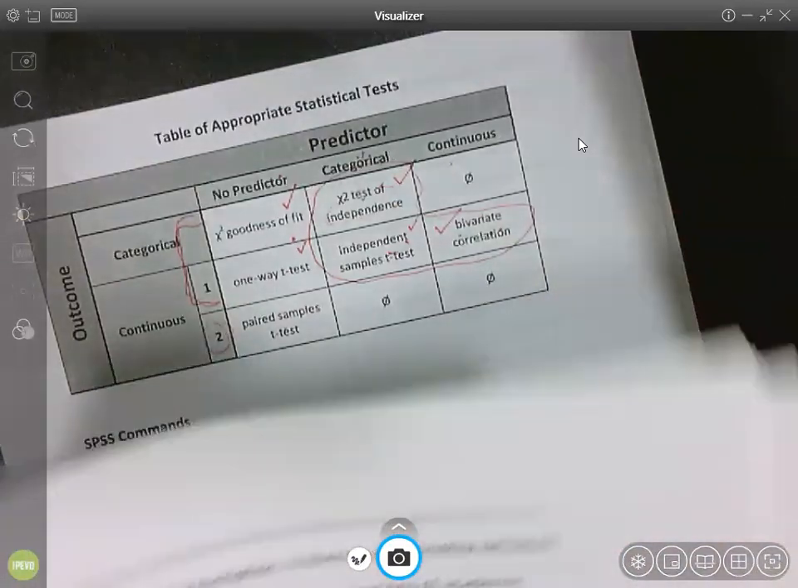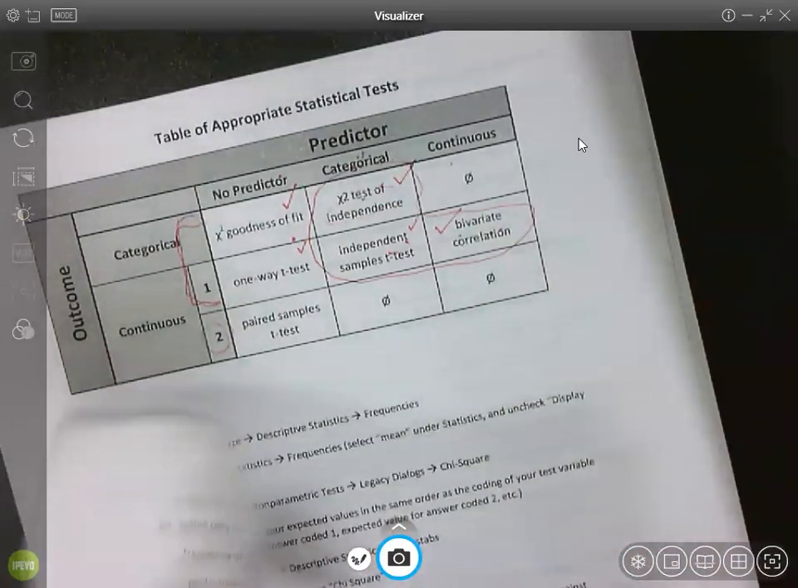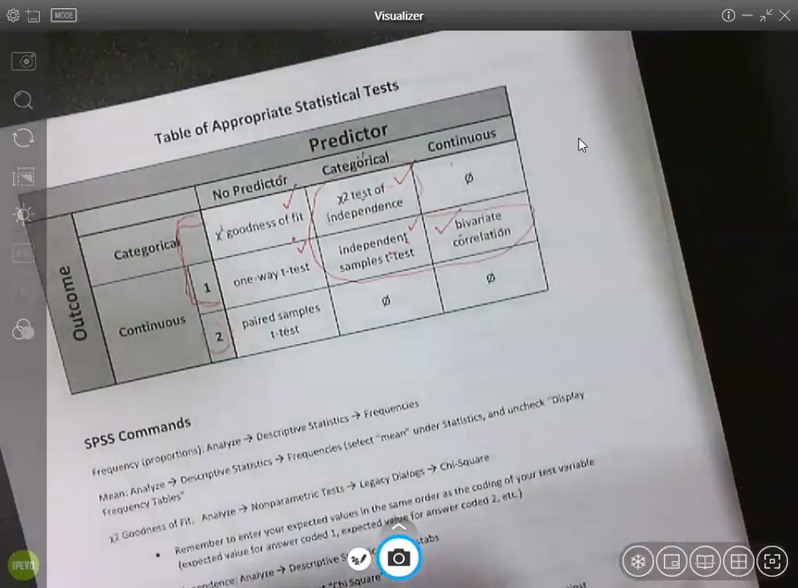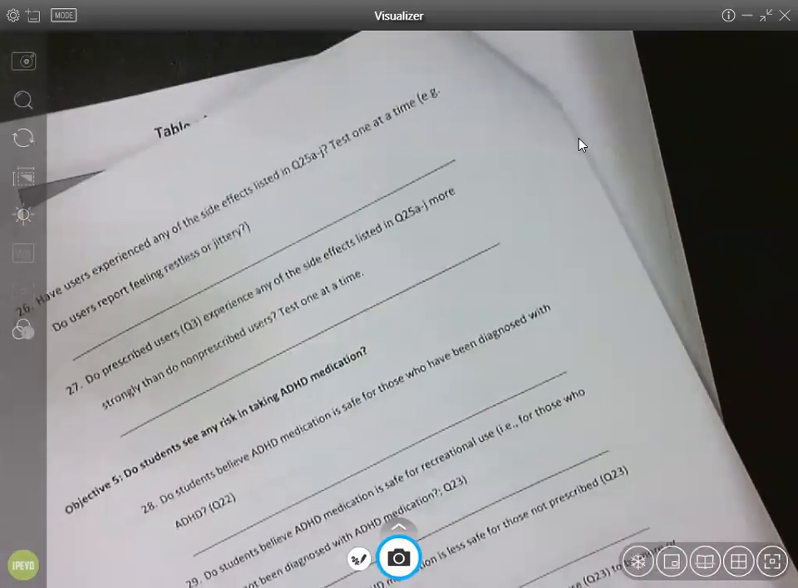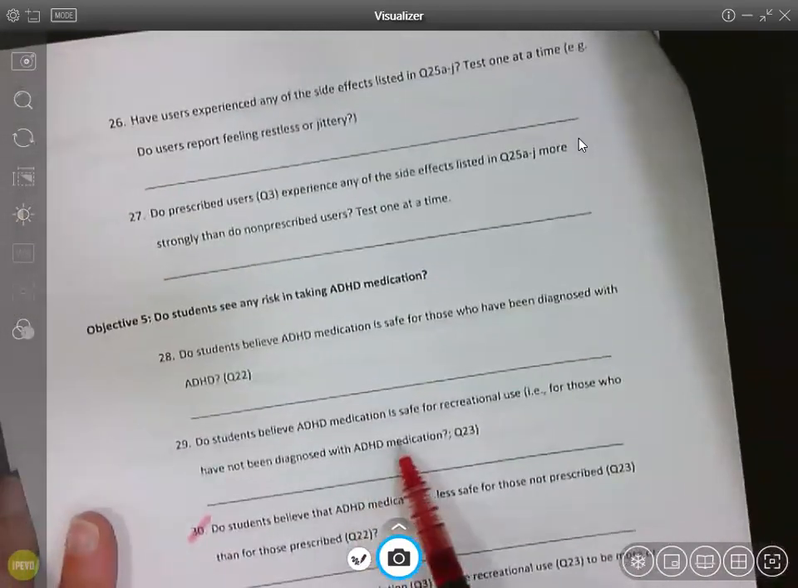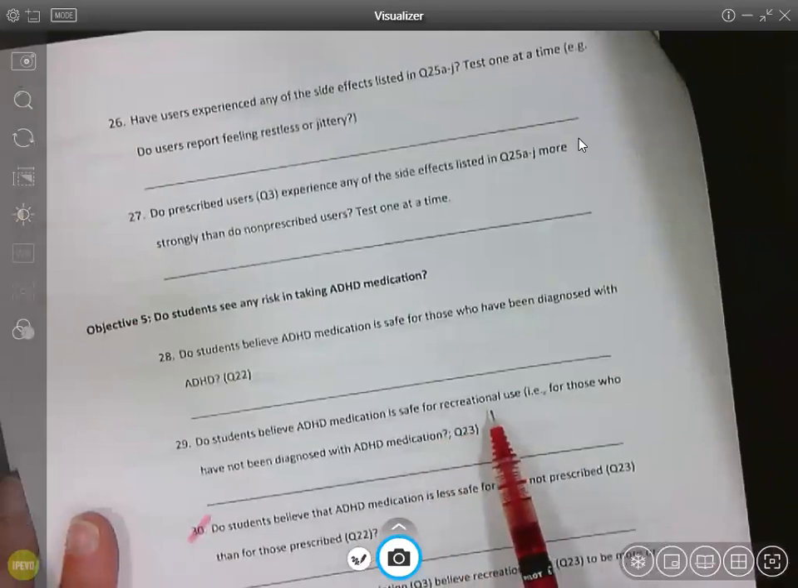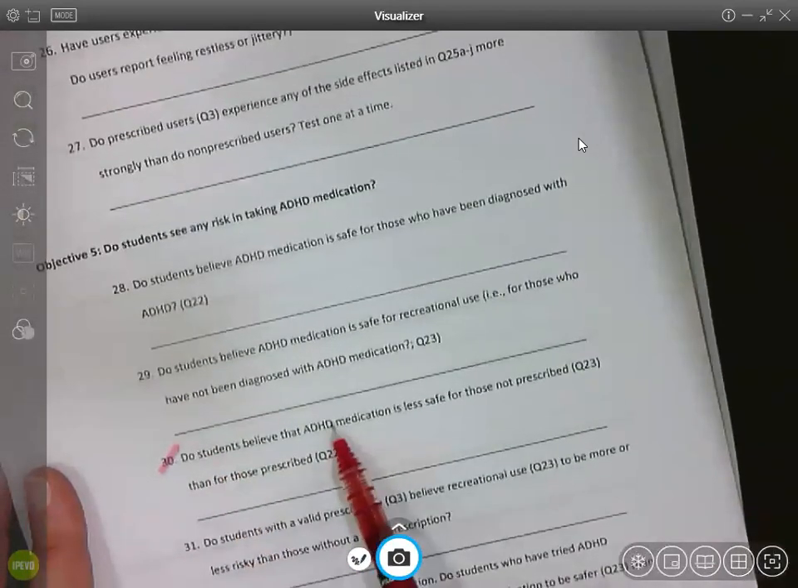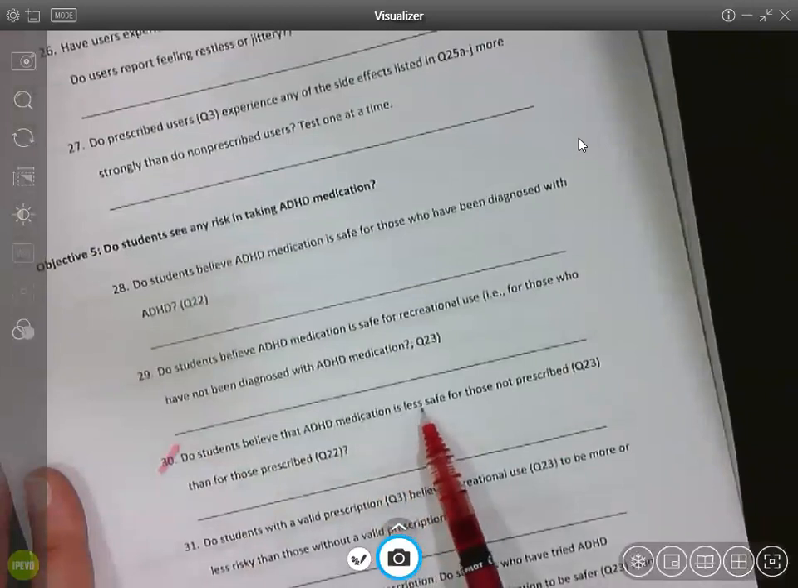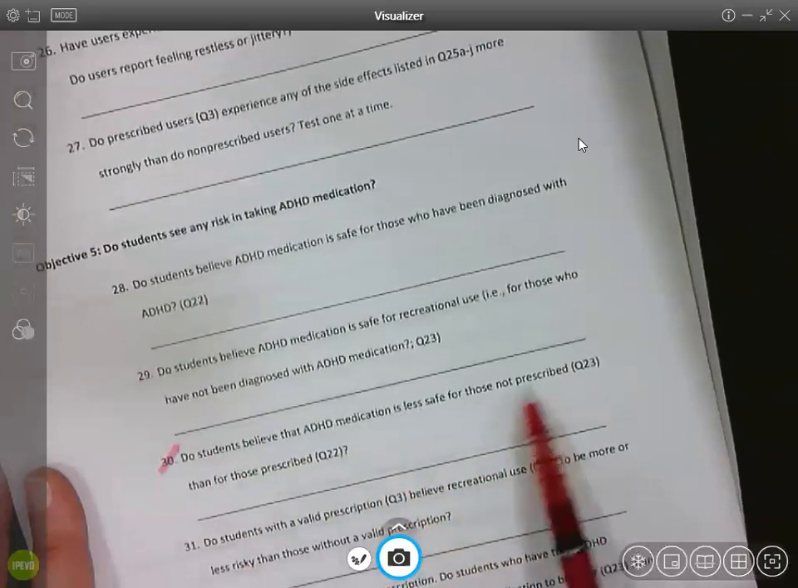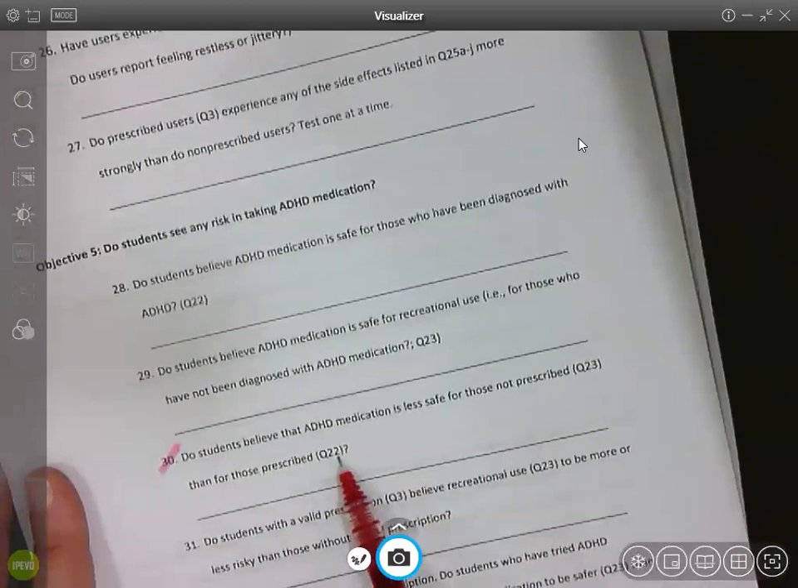All right, let me find my next highlight. I had to go through and find one of each kind of test. Do students believe that ADHD medication is safe? Nope, wrong one. Do students believe that ADHD medication is less safe for those not prescribed than for those prescribed?